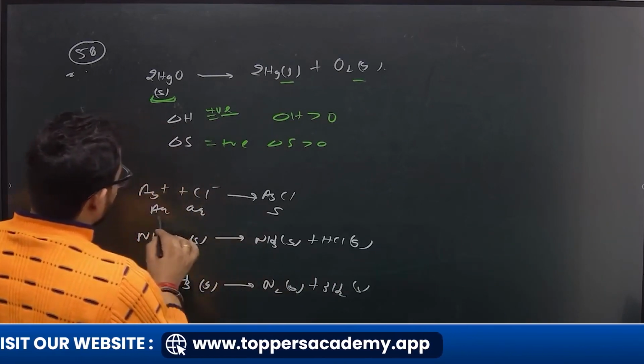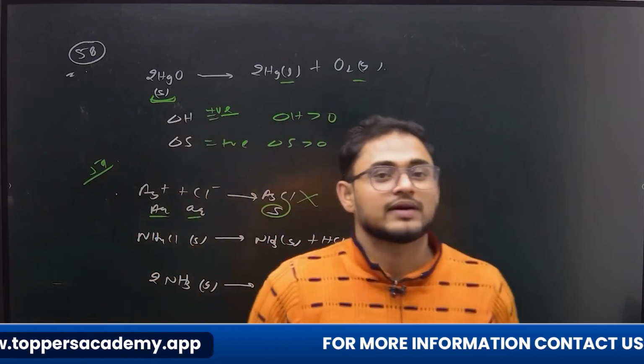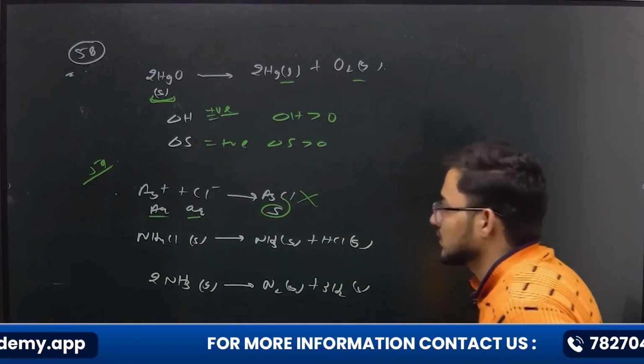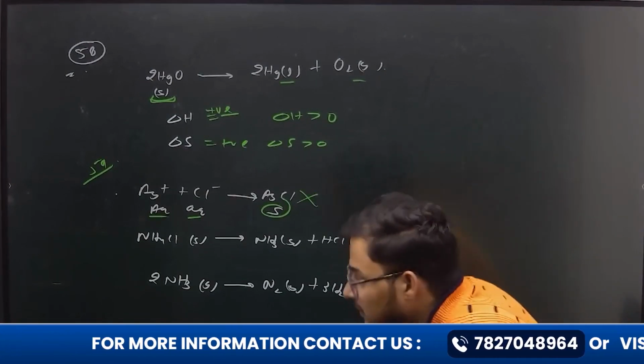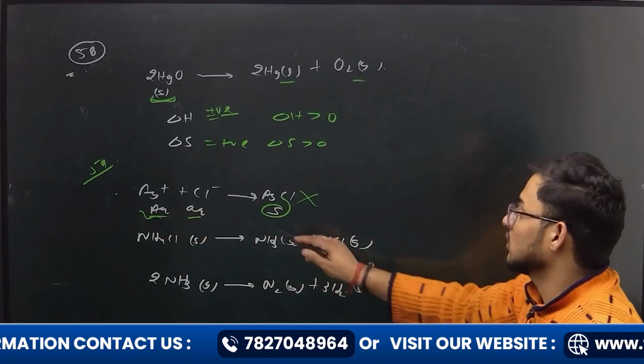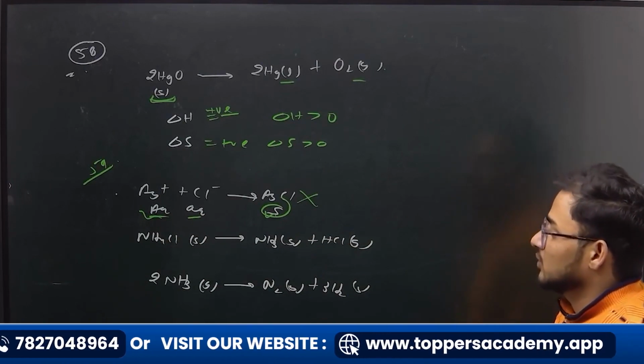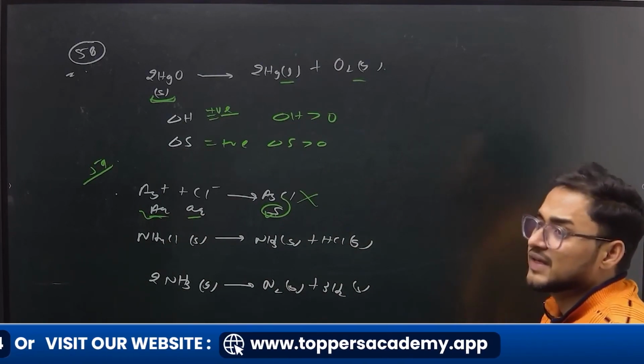If you see aqueous and now it is solid, obviously there is no increase in the entropy. We can say there is a decrease in the entropy, because what is the meaning of aqueous? That means Ag+ ions are present in the water, so they can move, but in the solid form there will be no movement, it will be restricted. The Ag ion will be restricted, so there is a decrease in the entropy change.